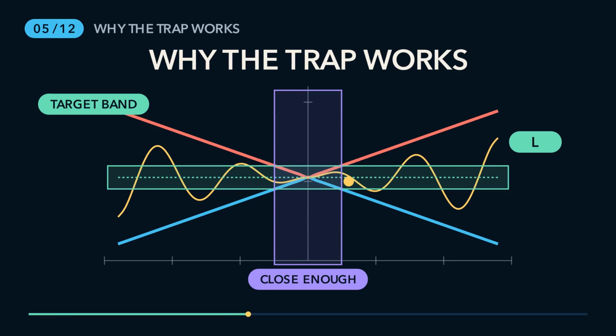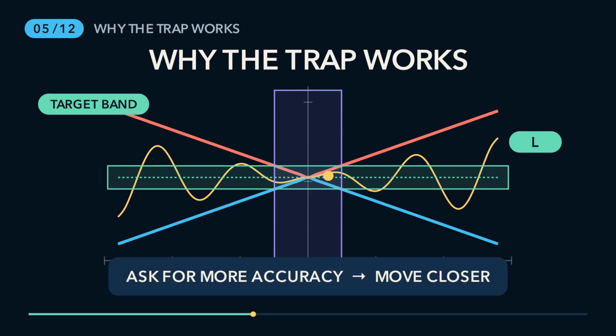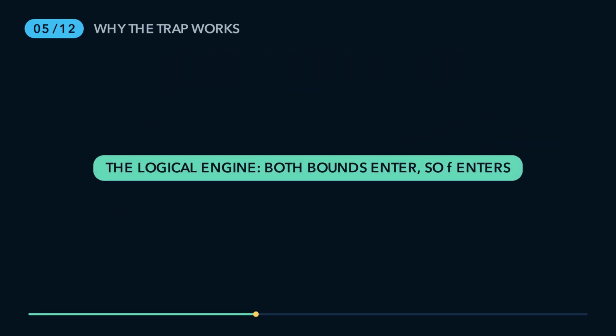Make the target band thinner, and we can move closer to the gate again. No matter how much accuracy you demand, the same trapping move works. That is the logical engine of the theorem.